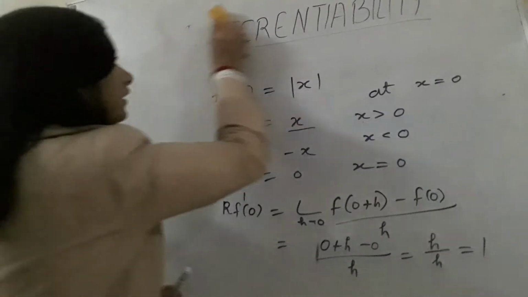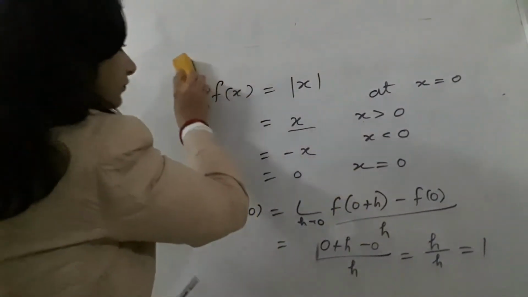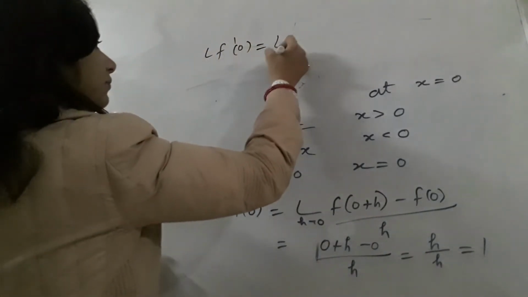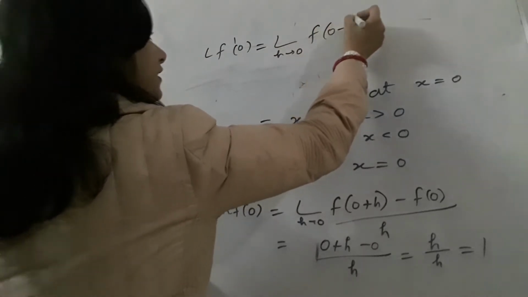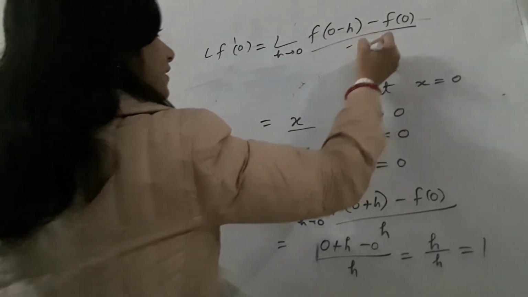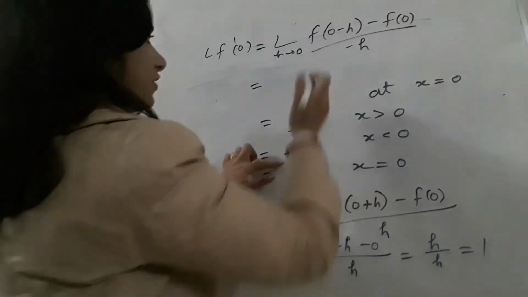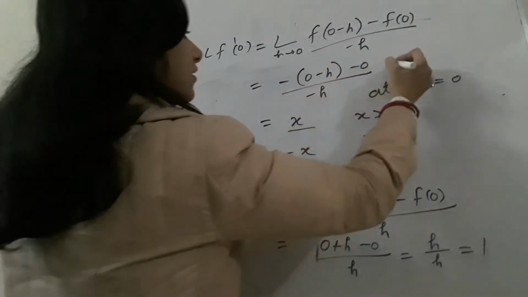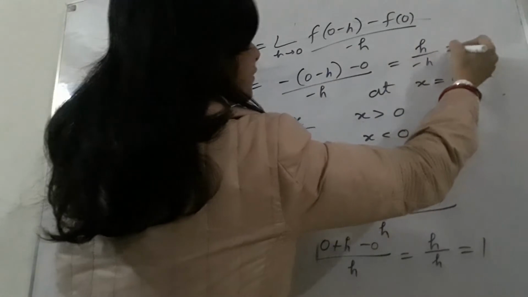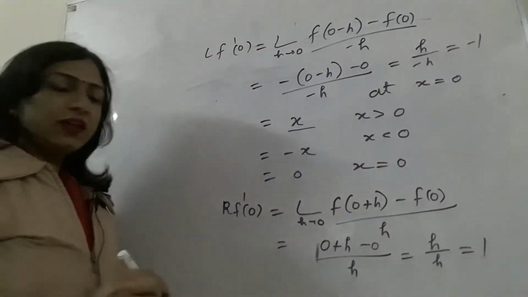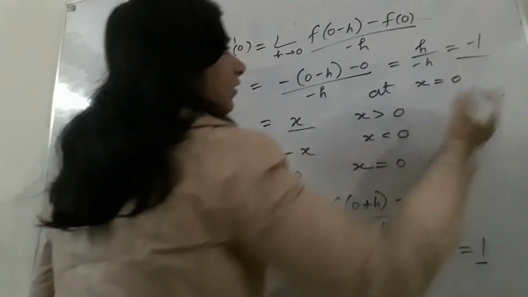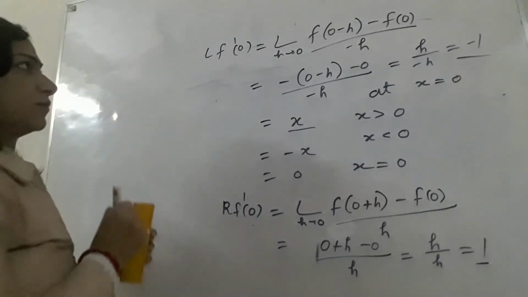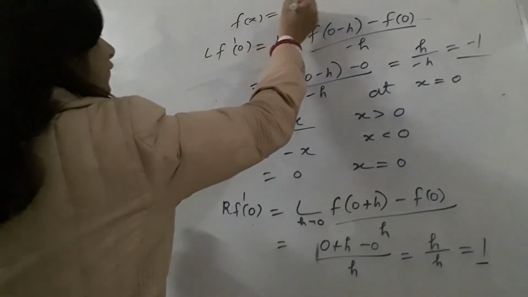And now we will find the left hand derivative, that is Lf dash 0 is equal to limit h tends to 0 of f of 0 minus h minus f of 0 upon minus h, that is minus of h minus of 0 minus h minus 0 upon minus h. It will become plus h upon minus h, which is equal to minus 1. So here we see that the right hand derivative is 1 and the left hand derivative is minus 1. Both exist but are unequal. So we can say that f(x) equals mod x is not differentiable.